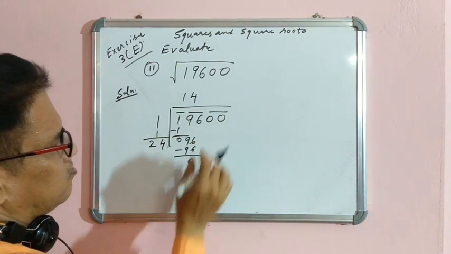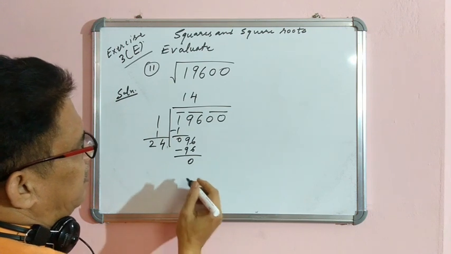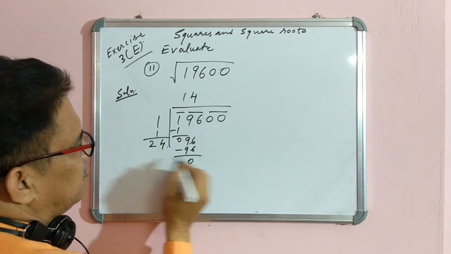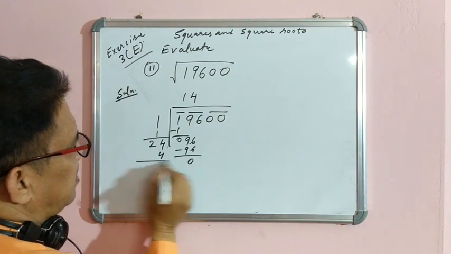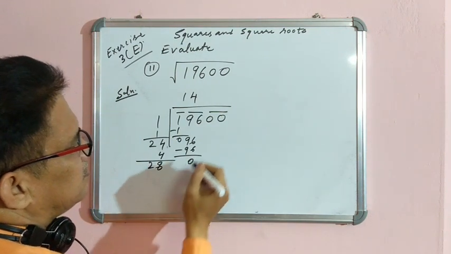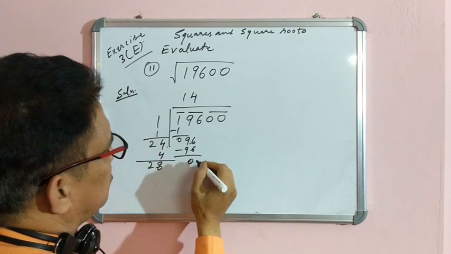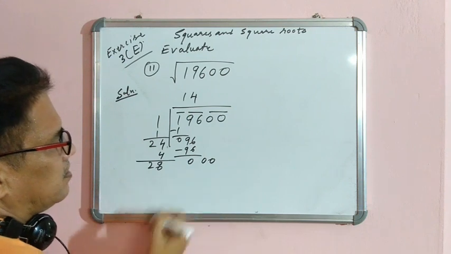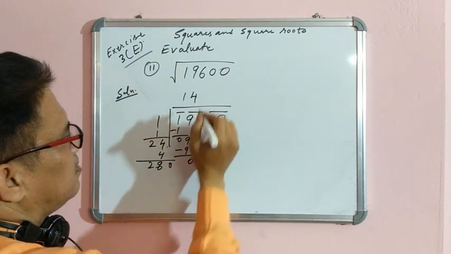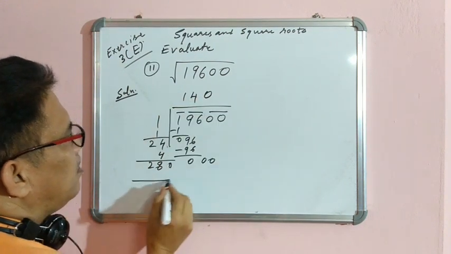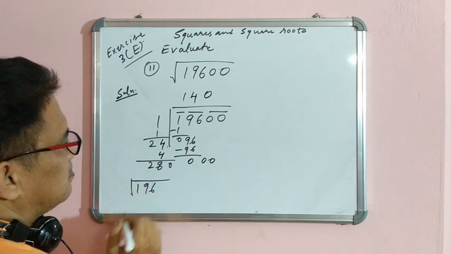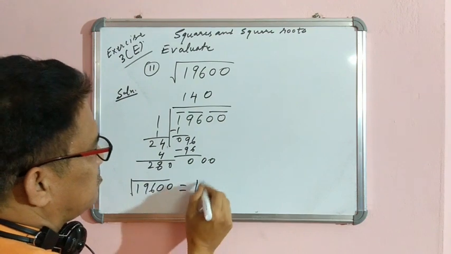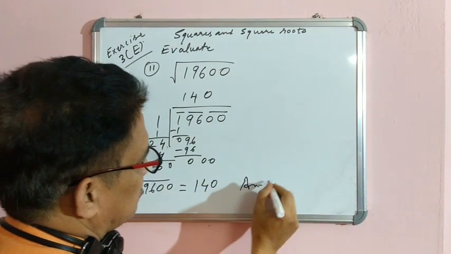Now only 2 zeros are left. And what we have to do here? We have done this one. Then 4. The process is that we have to add this one. Then 0 is there. We will take out this 0, but nothing we can do here. So we will write 10 here, 10 here. So the square root of 19600 is equal to 140. So this is the answer.